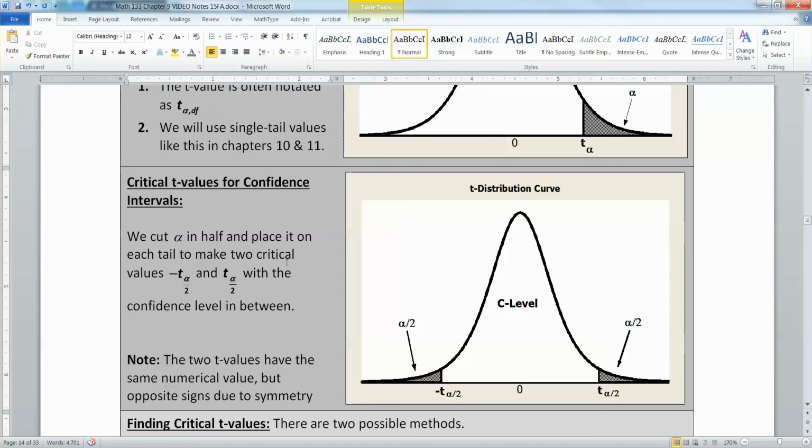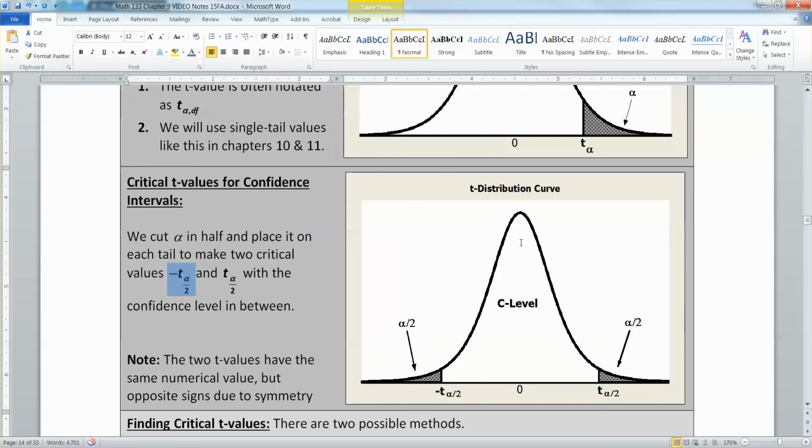So since it's alpha over 2, what that's going to mean is you're splitting it in half. You're cutting alpha in half. You're going to put an alpha over 2 over here on the right and alpha over 2 over here on the left. So t alpha over 2 is the t value that has alpha over 2 to the right of it, right? And then there's another one on the other side that has alpha over 2 to the left. And your confidence level is the middle gooey center, right?